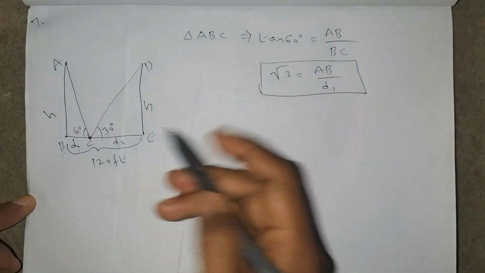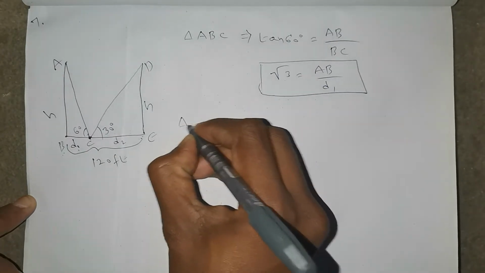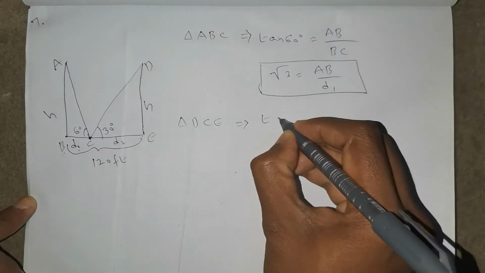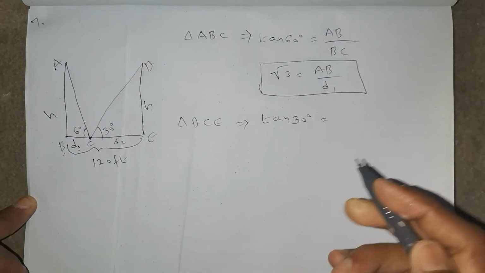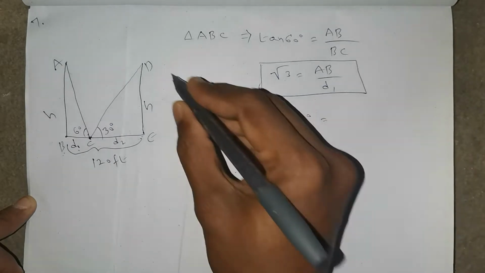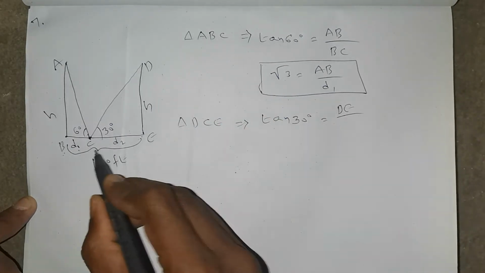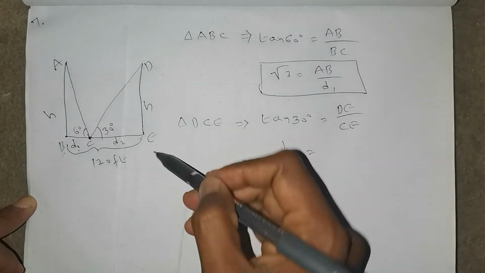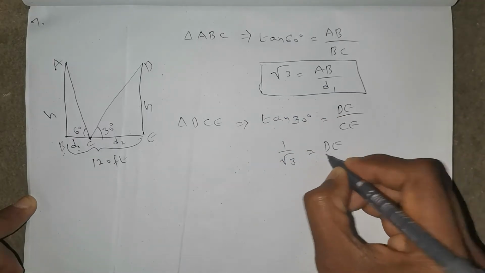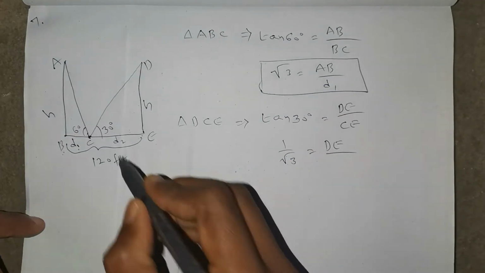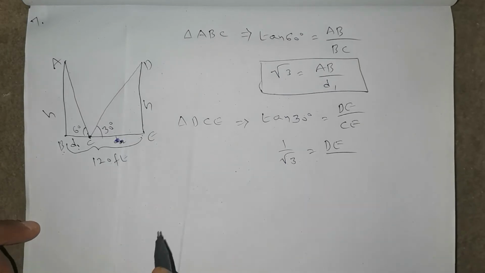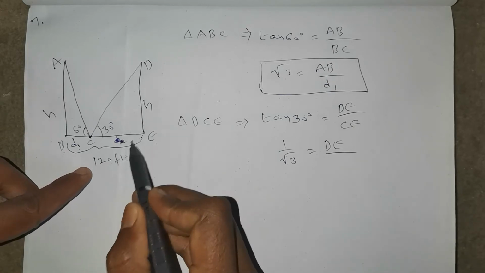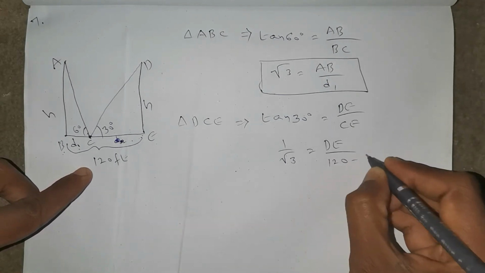Next, on the right side, if we consider triangle DCE, here the angle is there, opposite, adjacent. So tan 30 is equal to opposite DE divided by adjacent CE. Tan 30 value is 1 by √3, which is equal to DE, we don't know, I'm keeping it as it is, DE divided by CE. Then what about the CE? Now I took this one as D1 and this total is 120. So this one is 120 minus D1.